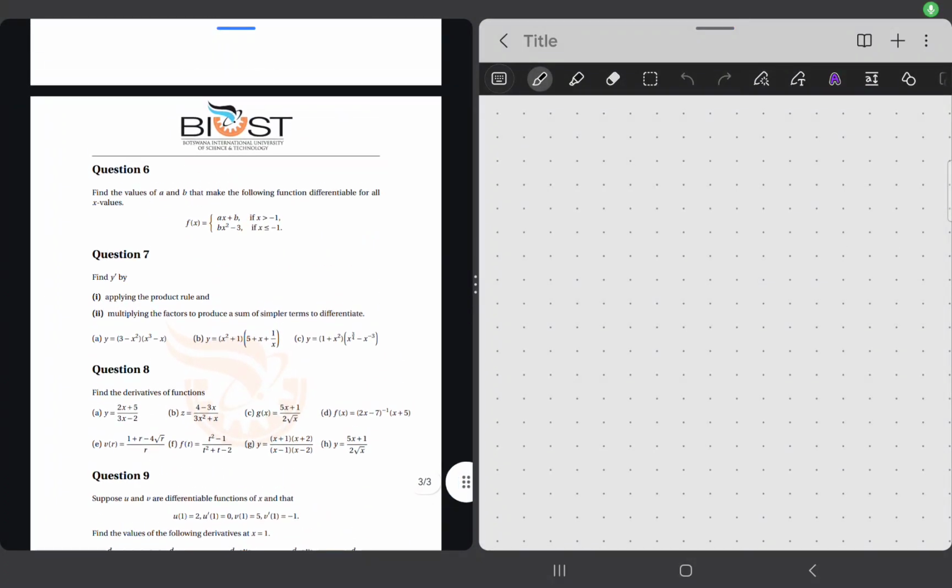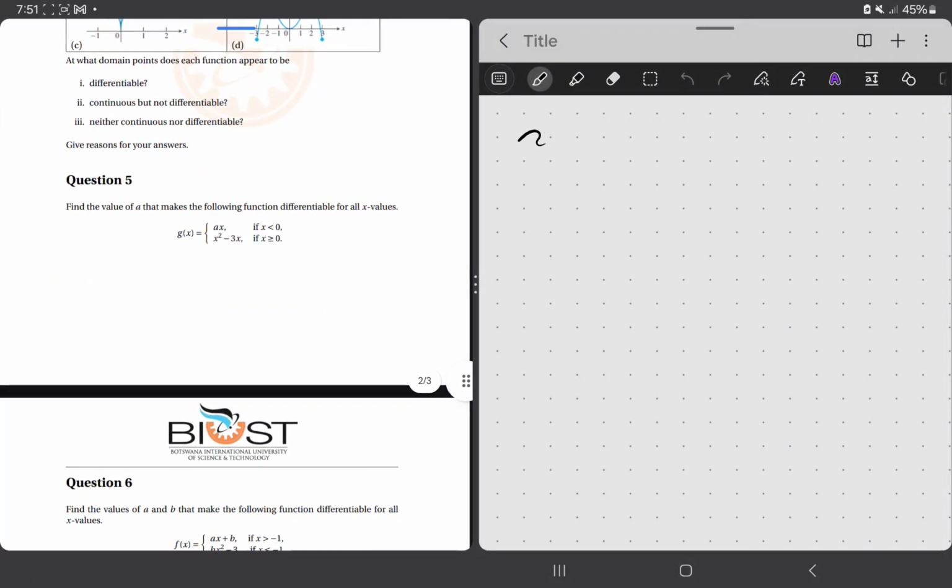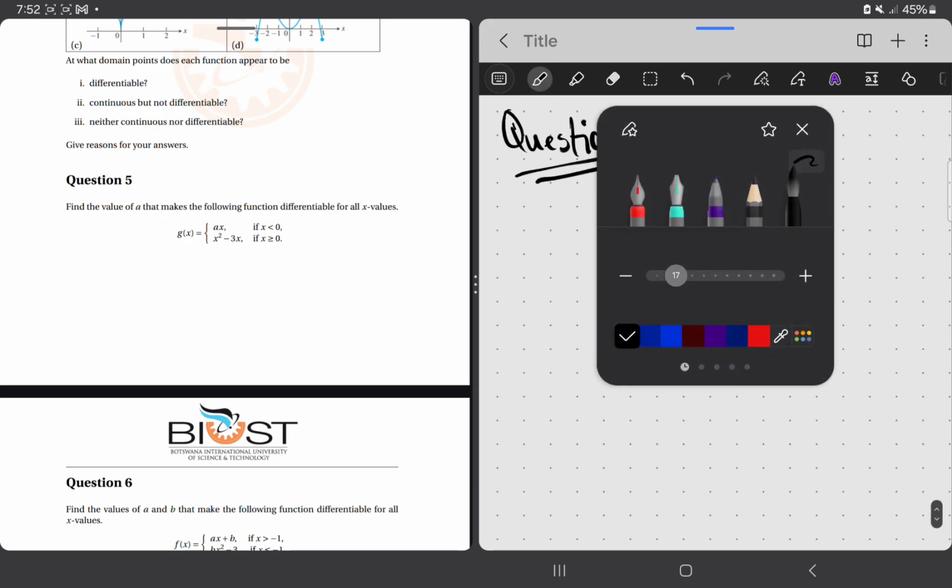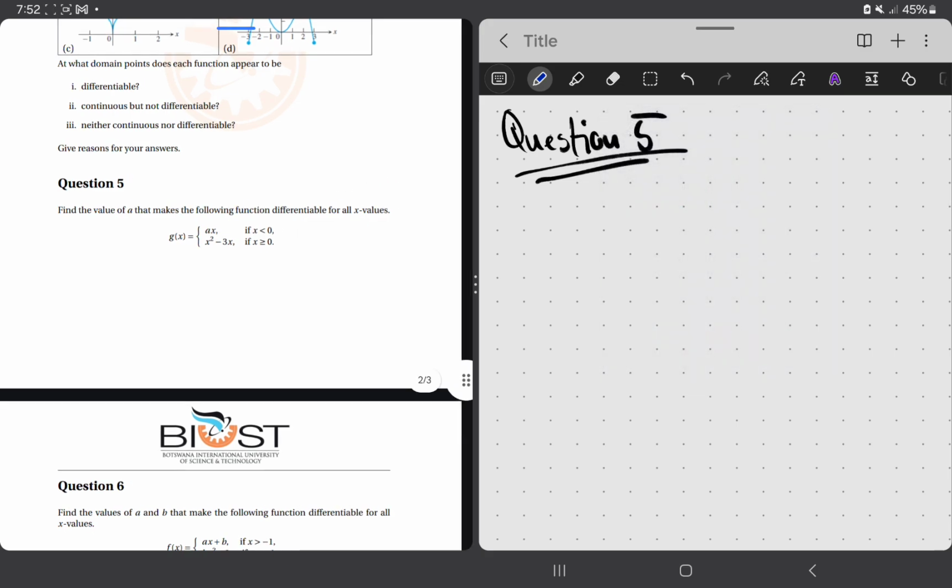So now we are looking at question 5. What is question 5 saying now? Find the value of a that makes the following function differentiable for all x values. Okay, so differentiable for all x values.